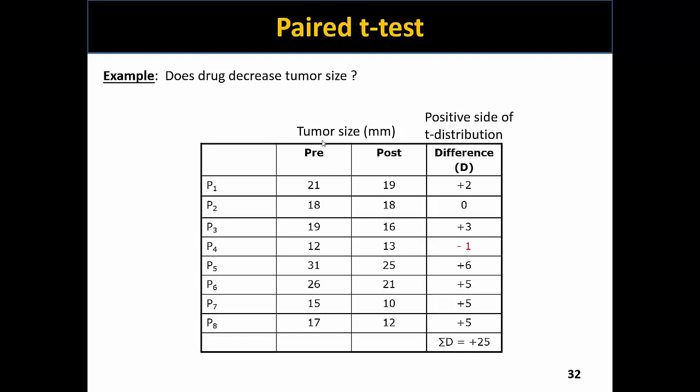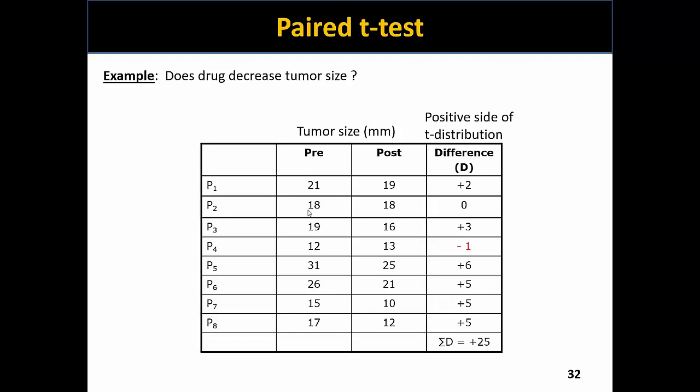Here we see the tumor size, the pre-test scores. So patient 1 had a tumor size of 21 millimeters. After the 2 months of treatment, had a tumor size of 19. So we see a decrease of +2. The difference is calculated as the pre subtract the post. And so we have a +2 unit, a millimeter decrease in the size of the tumor.